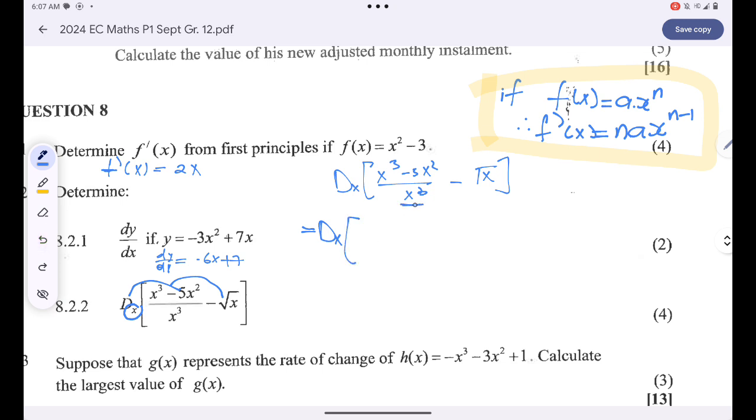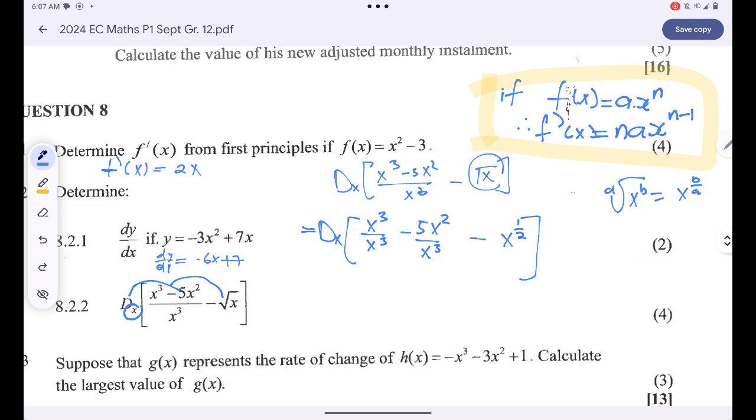Okay, divide the x cubed, guys, into both of these two terms. Are you together? So it's just x cubed divided by x cubed, and then minus 5x squared divided by x cubed, minus the square root of x. There is a rule, guys, that we use whenever we change our surd form into exponents. Now, please note that the root of a number is always the denominator of your exponent. So this number over here is just x to the power 1 divided by 2.